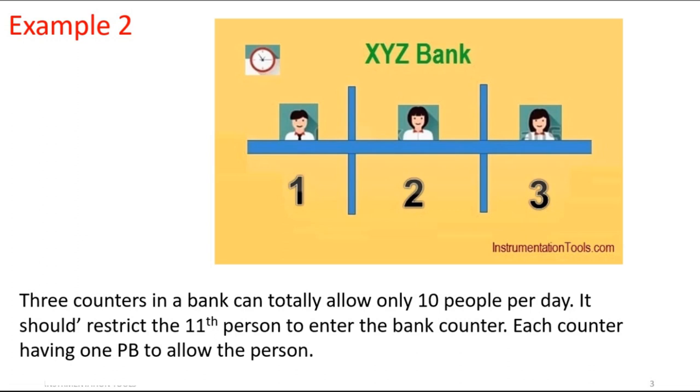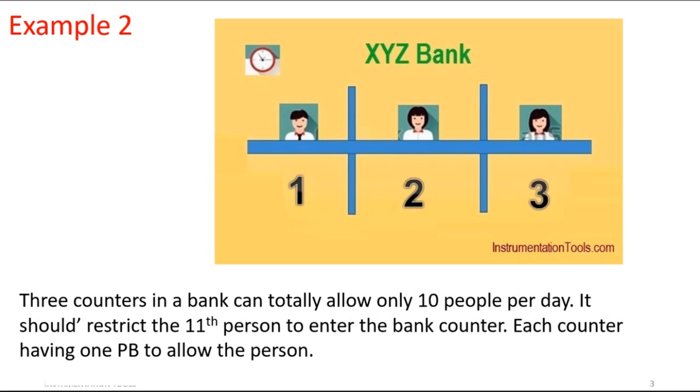There is a bank and they have 3 queues. Don't confuse this counter with that counter. Let's rename that counter as queue. There are 3 queues. In the 3 queues, totally on the whole, only 10 persons can be allowed. For example, the first queue may have 3 persons, the second one may have 4 persons, and the third one should have 3 persons. Like that, on the whole, 10 should be there.